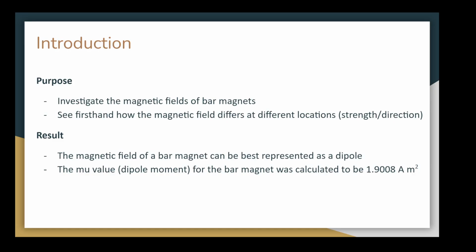Now, we wanted to see firsthand how the magnetic field differed at different locations. As a result, we found out it's best represented as a dipole. And the dipole moment of our bar magnet was calculated to be 1.9 A·m², and that was done observationally.